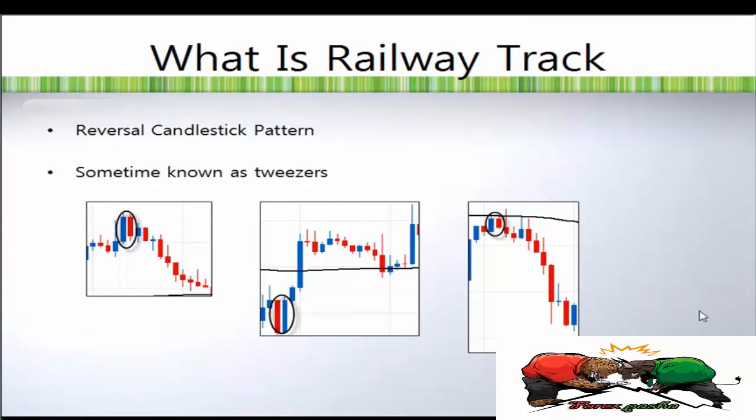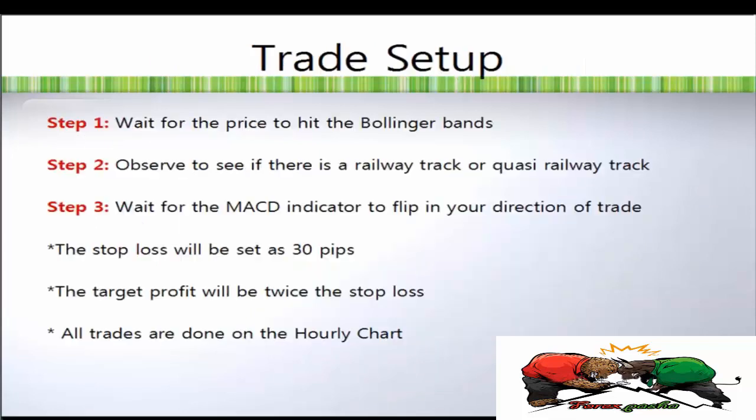So let's go through the trade setup now. This must be the part that you guys are very interested in. In this part, we'll be talking about the setup, and this is what you have to look out for when you're trading this hit the Bollinger Band strategy. Step 1: we wait for the price to hit the Bollinger Band, because this is very important. The Bollinger Band serves as a very strong support and resistance level.